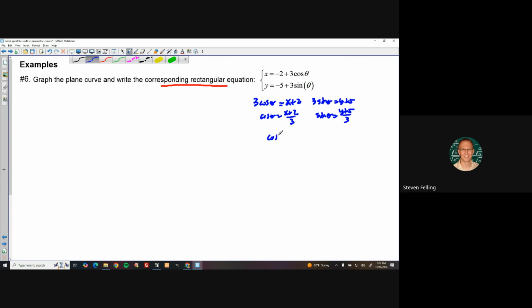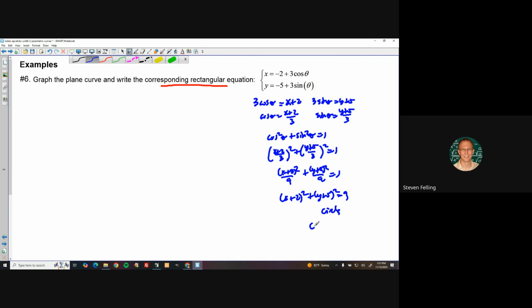And since cosine squared of theta plus sine squared of theta has to equal 1, that means x plus 2 over 3 squared plus y plus 5 over 3 squared has to equal 1, which means x plus 2 squared over 9 plus y plus 5 squared over 9 equals 1. If you multiply by 9, we would get x plus 2 squared plus y plus 5 squared equals 9, and that is the equation of a circle centered at -2, -5.